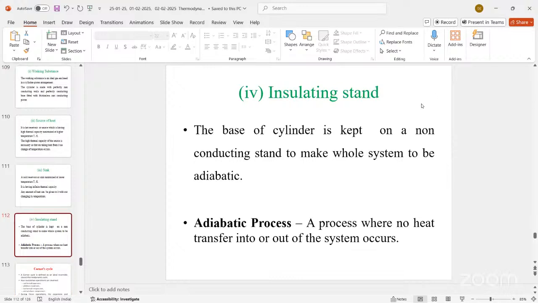So here, the insulating stand. What is insulating? Insulating means what?